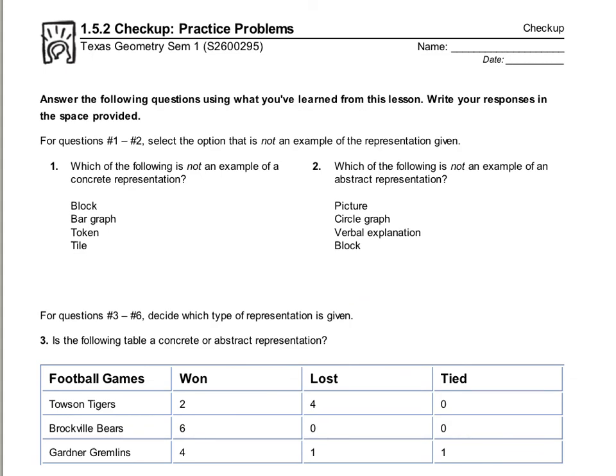All right, number 1, which of the following is not an example of a concrete representation? So concrete can be touched and moved. Well, blocks, I can touch and move those. A bar graph, I cannot touch and move those. Tokens, I can touch and move those. And tiles, I can touch and move those. So a bar graph would be the one that's not concrete.